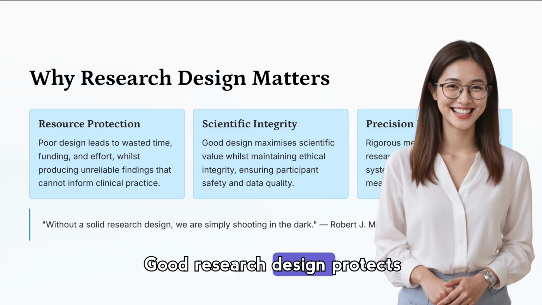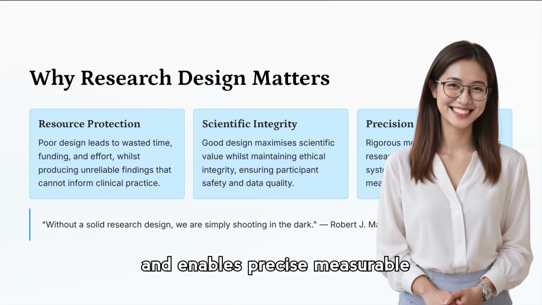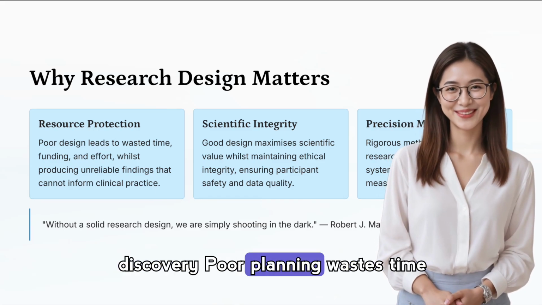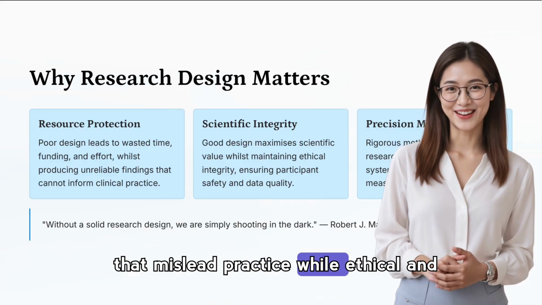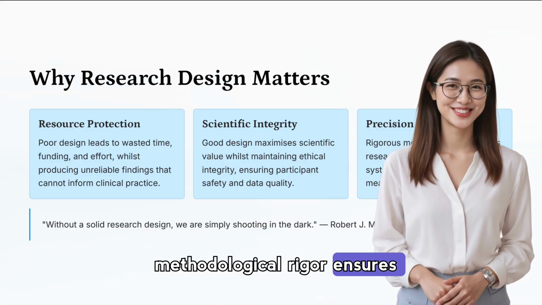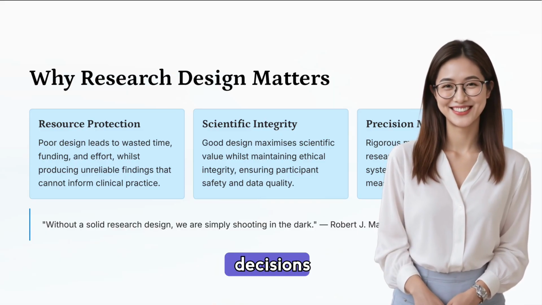Good research design protects resources, preserves scientific integrity, and enables precise, measurable discovery. Poor planning wastes time and funding and can produce findings that mislead practice, while ethical and methodological rigor ensures participant safety, data quality, and results that truly inform healthcare decisions.